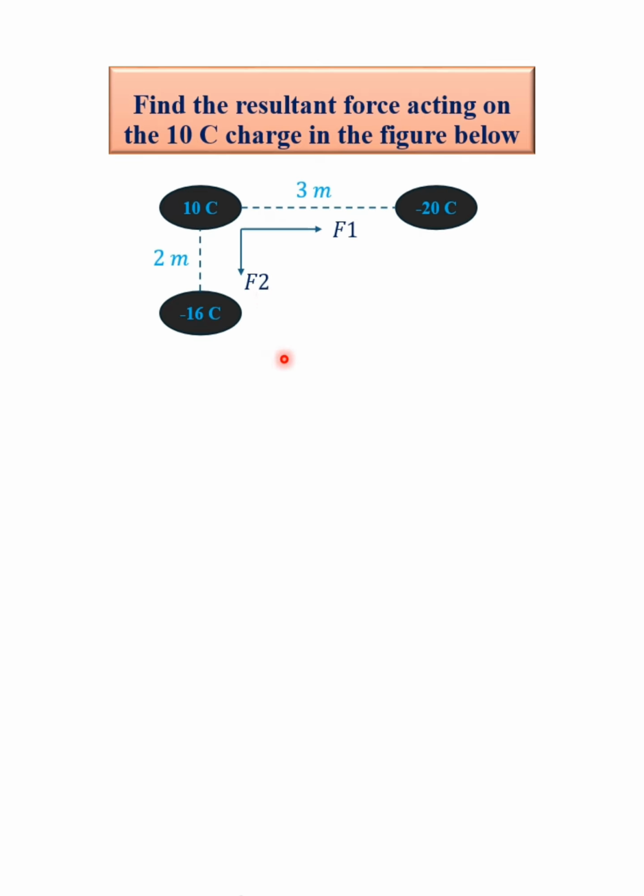First, what is the formula for the force that acts between charges? According to Coulomb's law, the force of attraction or repulsion F is equal to the electrostatic constant, or Coulomb's constant K, times the charge in question times the second charge acting on it, Q1 Q2, all over R squared, where R is the distance between the charges. In this case, we are considering the 10 coulomb charge, so we are going to be looking at it as Q1, while either negative 20 or negative 16 becomes Q2, while looking for F1 and F2.